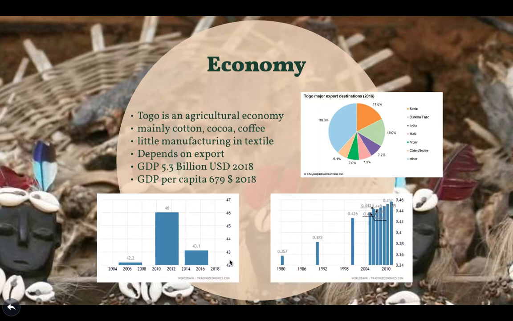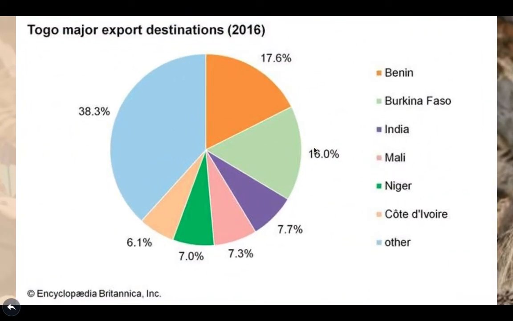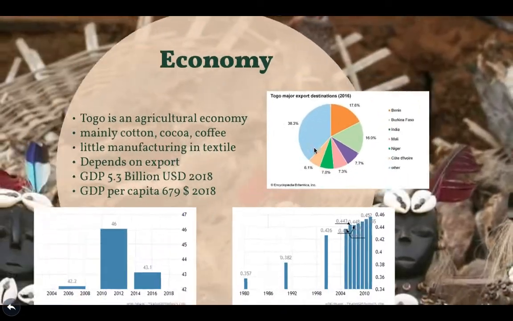The nominal GDP of the country is $5.3 billion according to the latest data in 2008. And the GDP per capita is one of the lowest in the world at $679 in the same year. We will look at the main trading partners of the country. The major destinations that they sell their products to are mainly African countries, their neighboring countries, China and India, and other European countries that are accounting for 38% of their exports.